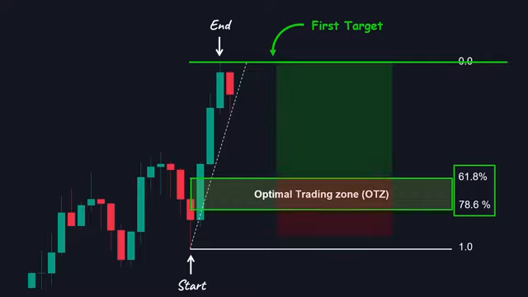If you enter in the OTZ, your risk-to-reward ratio would be reasonable. We always aim for our trades to have at least a 1-to-2 risk-to-reward ratio. That's why trading inside the optimal trading zone will give us a higher risk-to-reward ratio and a more rational trade.